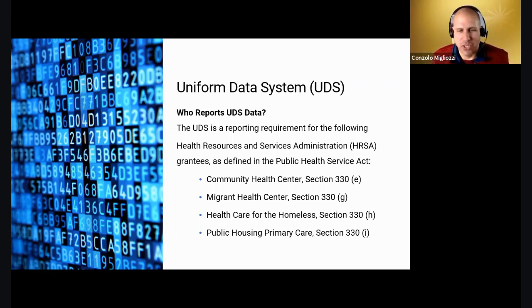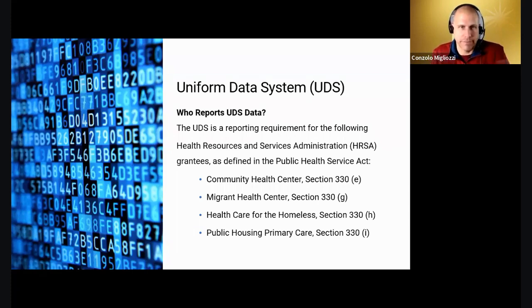I like that. So this slide's kind of dense, but basically we're looking at what information needs to be collected and who has to do it. So when you get money from the government, like a community health center gets certain money, they have to report back certain data. That's basically what this is about.